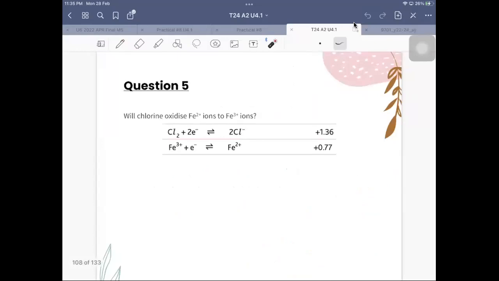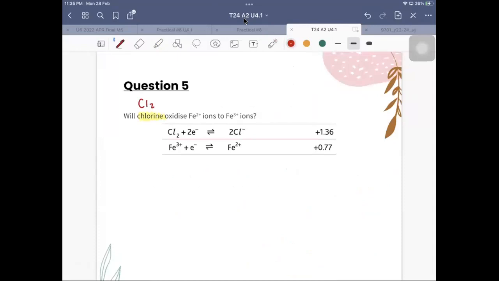Okay, so we are going to continue with question 5. Will chlorine oxidize Fe2+ ions to Fe3+ ions? The first thing, the most important thing for you to understand is the question. Where they say chlorine, it means Cl2, not Cl minus, because Cl minus would mean it's a chloride, okay? And will Cl2 oxidize Fe2+ to Fe3+?